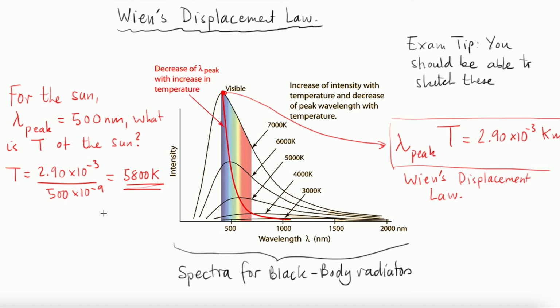Wien's displacement law tells us, given the peak wavelength, because as the peak wavelength decreases, the temperature increases. We know from Wien's law that the product of the peak wavelength and the Kelvin temperature is a constant, 2.9 times 10 to the minus 3. Therefore, knowing the peak wavelength of the Sun to be 500 nanometers, we can work out the surface temperature of the Sun to be 480 Kelvin. These are spectra for black body radiators.